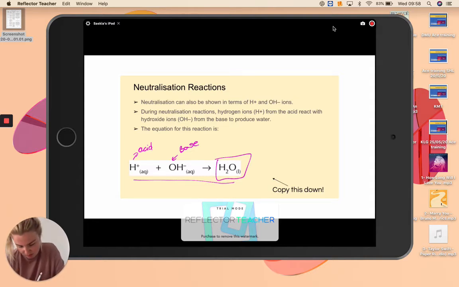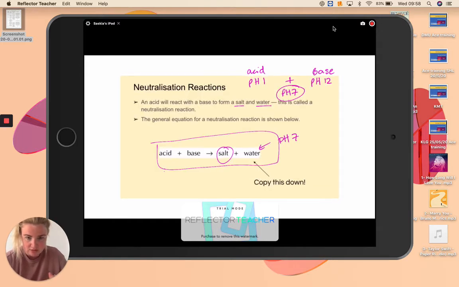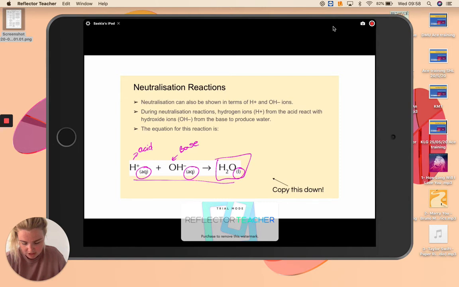If you notice, as well, we're talking about state symbols, aqueous, that means they must have been dissolved in water. H2O is a liquid, so you can see the use of state symbols there. Okay, that's essentially the word equation there, and then that would be the symbol equation. So that's a symbol for acid, that's the symbol for base, and then when you add them together, you make the water.